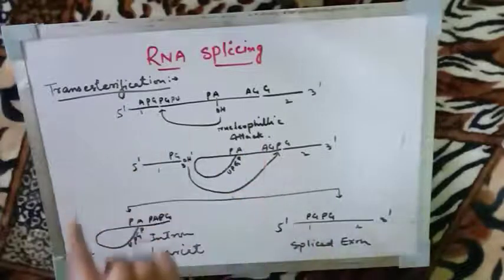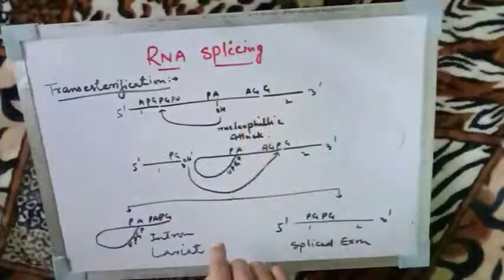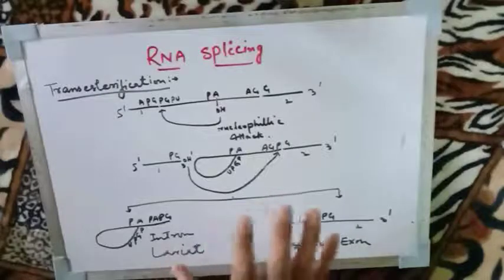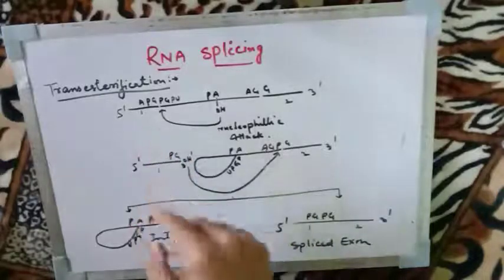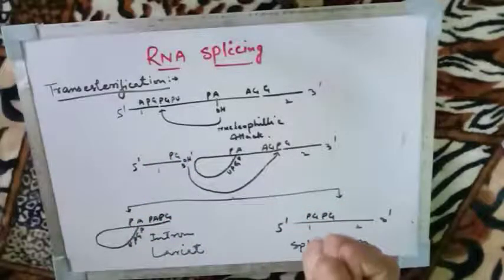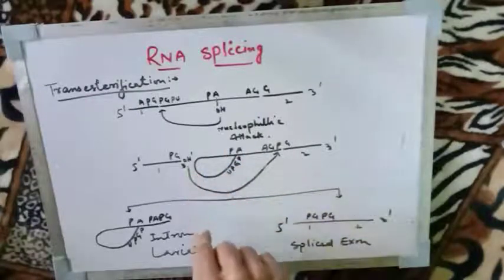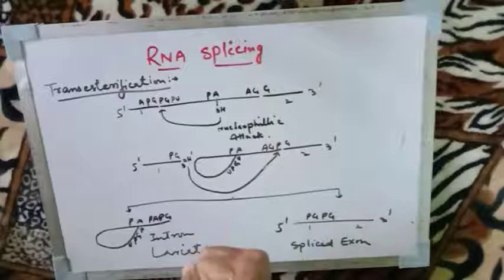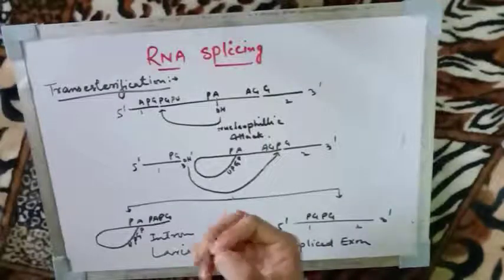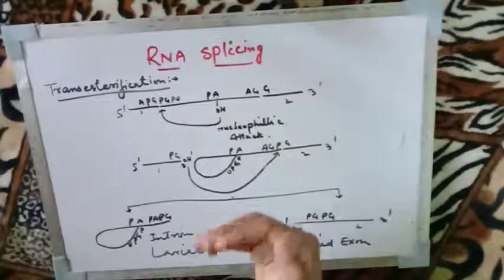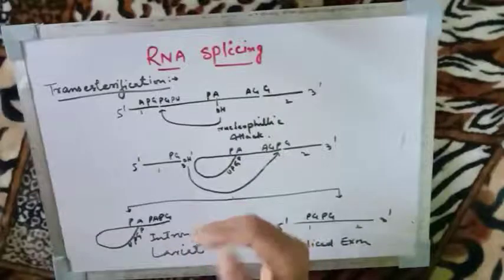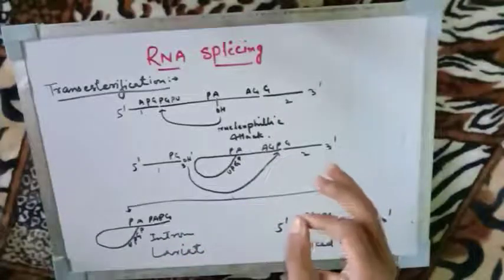In the whole of this reaction, there is no net gain of chemical bonds. And if there is no net gain of chemical bonds, hence it is ATP independent. There is no hydrolysis of ATP. ATP is not needed in this reaction.